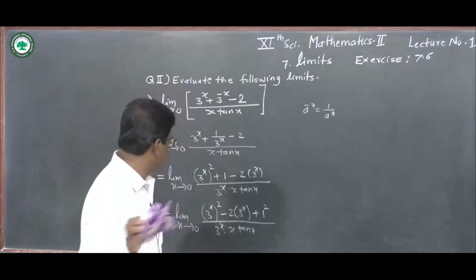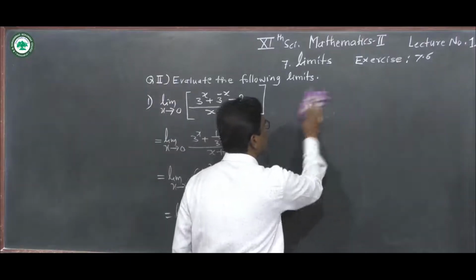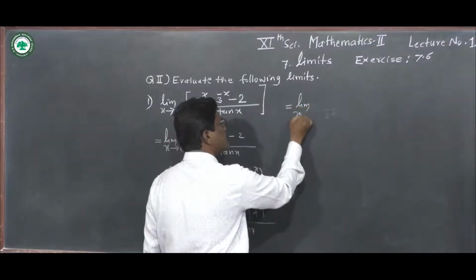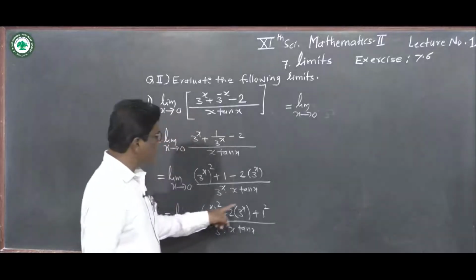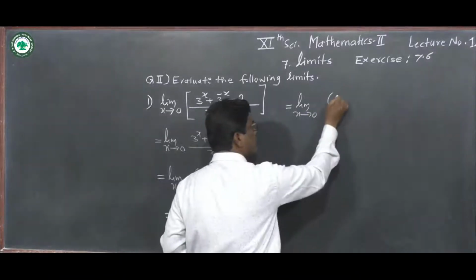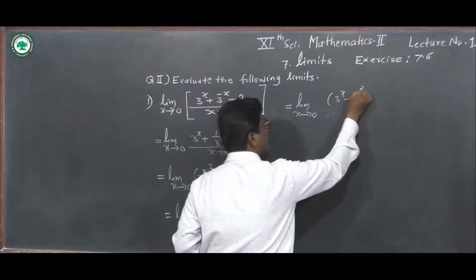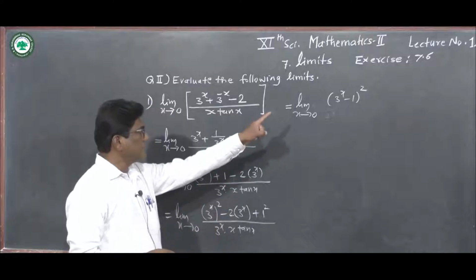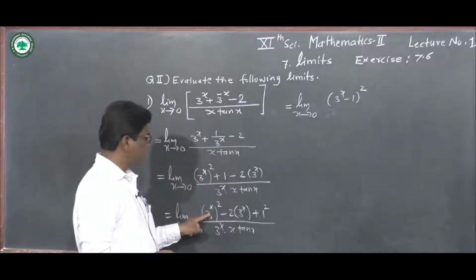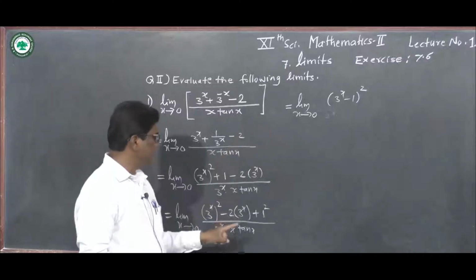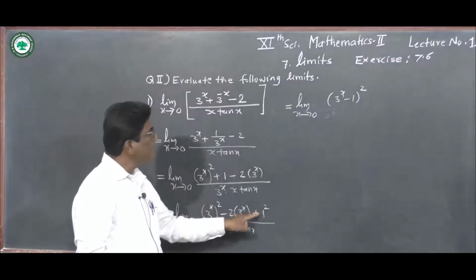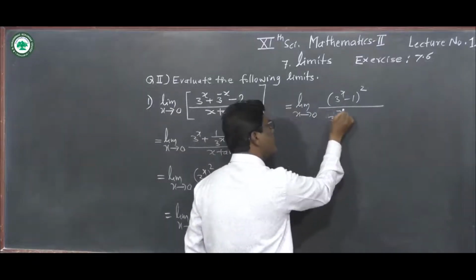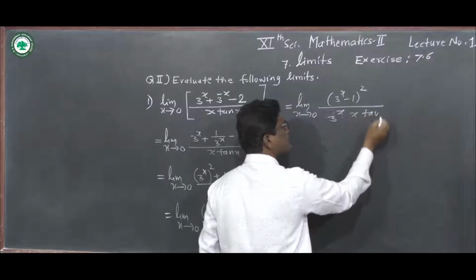So using the formula a minus b bracket square, we get here it is equal to limit as x tends to 0, 3 to the power x, here the middle sign is minus, 3 to the power x minus 1 bracket square. If we expand this 3 to the power x minus 1 bracket square, we get 3 to the power x bracket square minus 2 into 3 to the power x into 1, and plus 1 square, divided by 3 to the power x into x tan x.